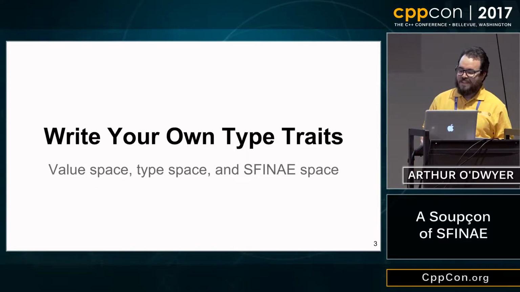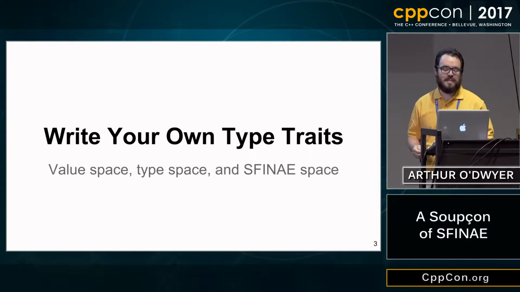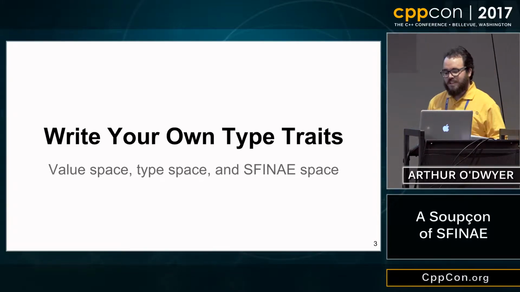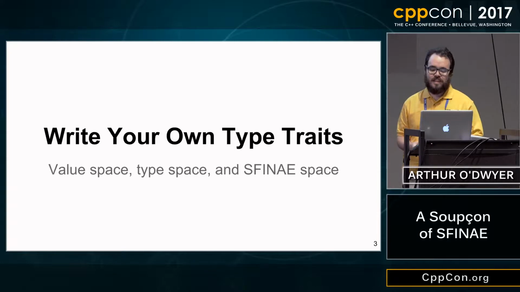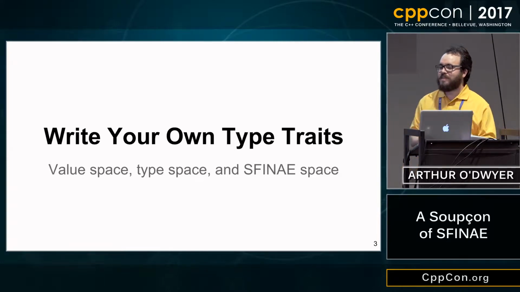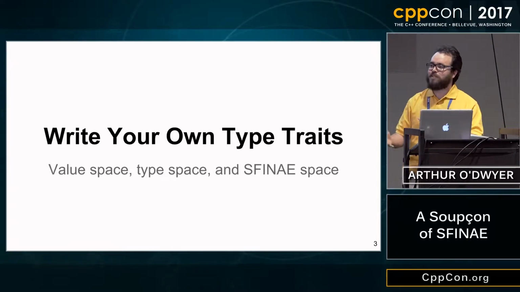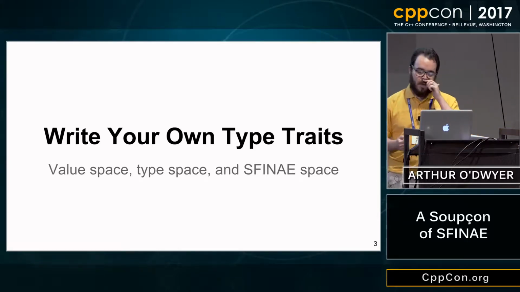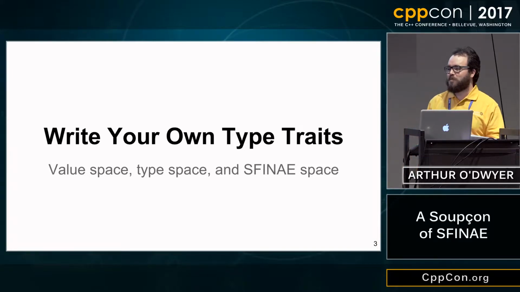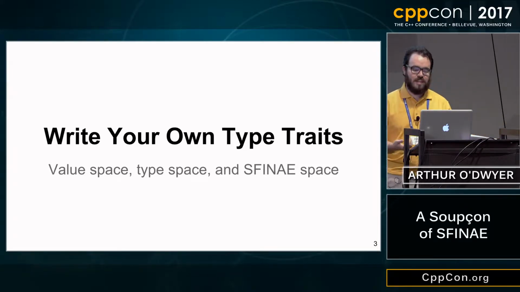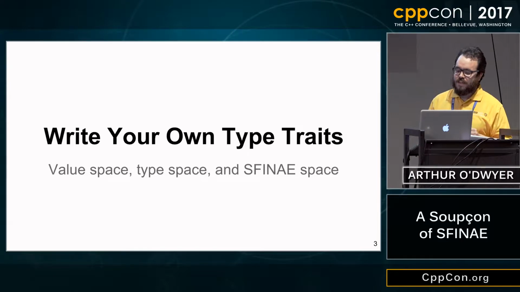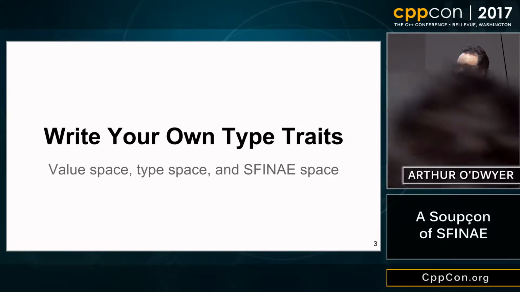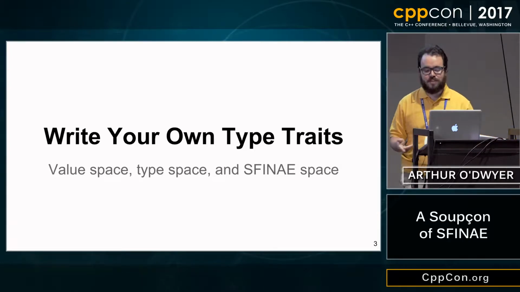So let's talk about template metaprogramming. Let's talk about writing our own type traits. A way that I think about this is that there are sort of three spaces in C++ that are all sort of orthogonal to each other, or we can map from one to the other. We have value space, the space of values like 42 and true and false and hello world. And then we have type space, the space of int and bool and std::string, and true_type and false_type, which we're going to talk about.